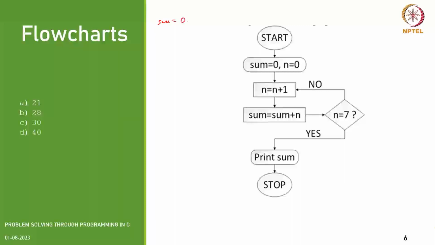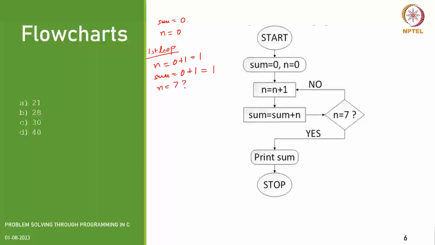So you have sum to be 0, n to be 0. These are the two variables initially. Then what you do is n is equal to n plus 1. So I write first loop. First loop, what happens? N equal to 0 plus 1, that is 1. Now what happens to sum? Sum equals sum plus n. Sum is 0, so you add 1 with it. So it becomes 1. Now you check, is n equals 7?